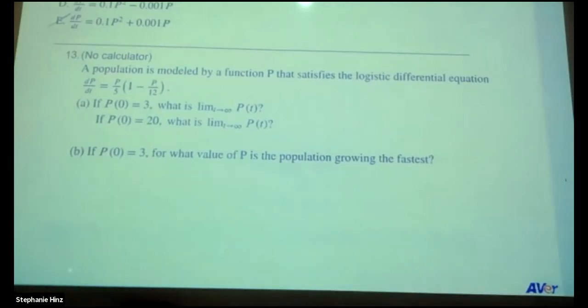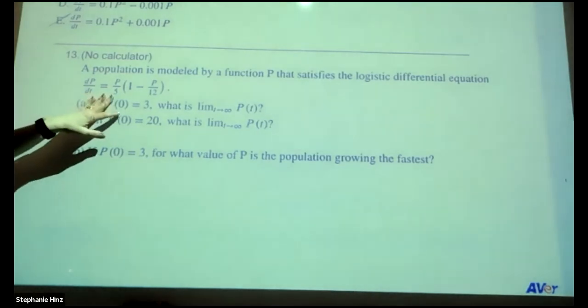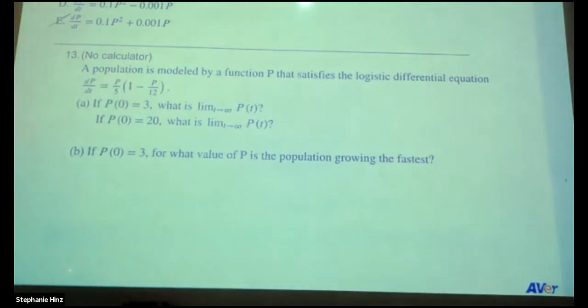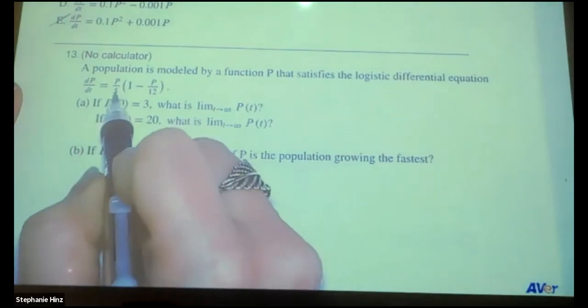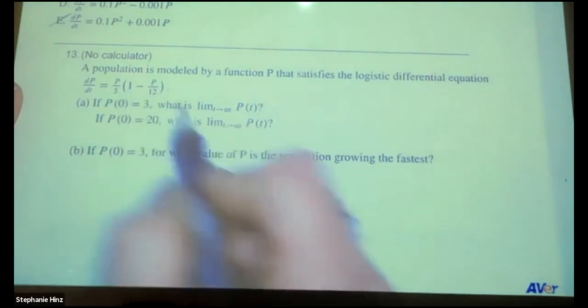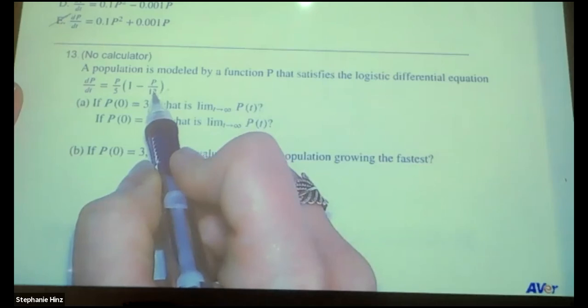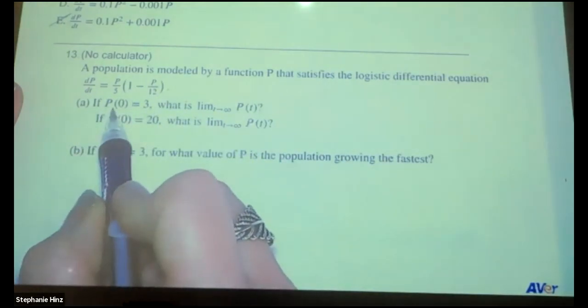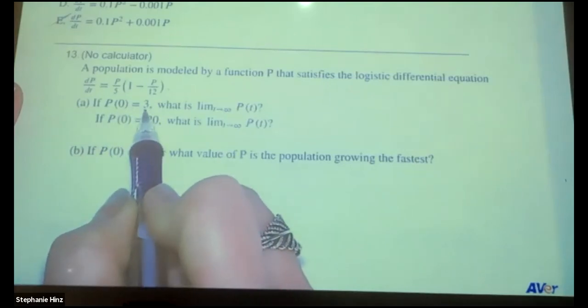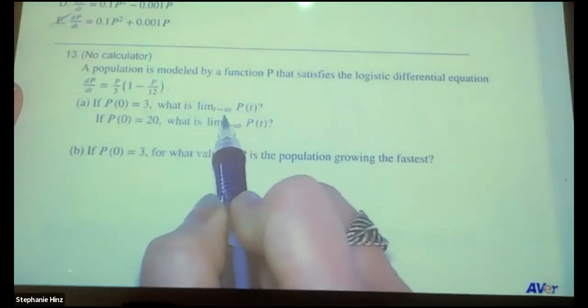It says a population is modeled by a function P that satisfies the logistic differential equation. And then it's got this thing. This is another form of it, actually. My students like to always make it look like the way that we started. K times P and our limiting capacity minus our P. That's what they want theirs to look like, and I'm fine with that. It says if P of 0 equals 3, what is this?